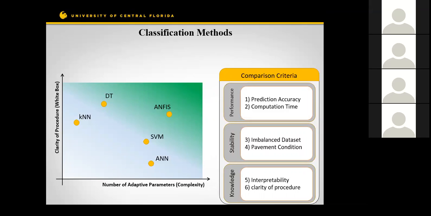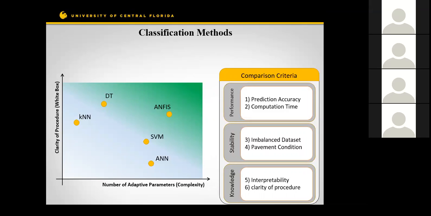We looked at the literature. There are a lot of methods that have been used. K-nearest neighbor was used, decision trees were used, adaptive neuro-fuzzy inference systems were used. Of course, support vector machines and artificial neural networks were used.